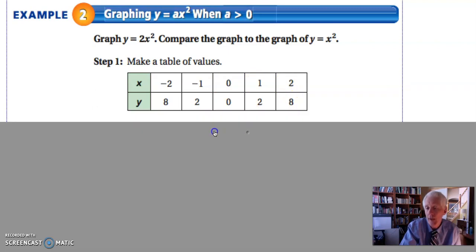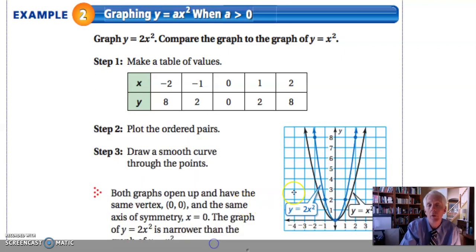And your new graph, when a is greater than 0, is the one in blue. The blue is y equals 2x squared. This blue parabola here is skinnier, narrower than the parent function. Again, we're comparing everything to the parent function, which is y equals x squared. In this case, it is the black parabola there. Okay, so that's the first thing.